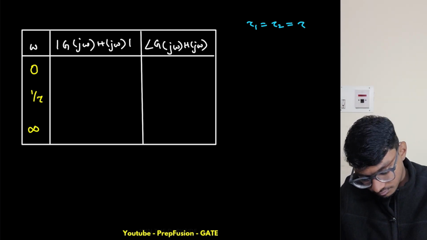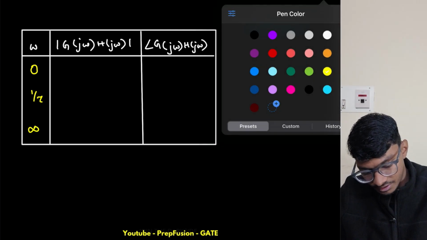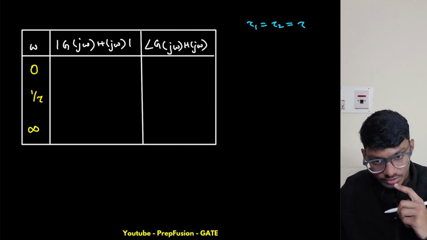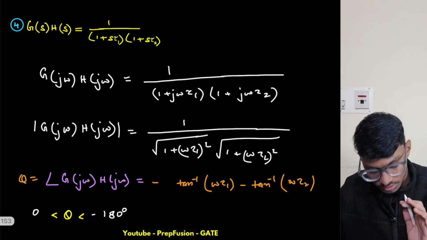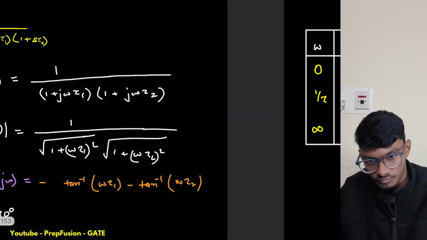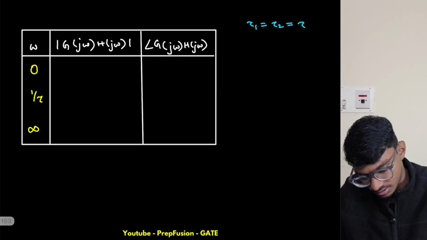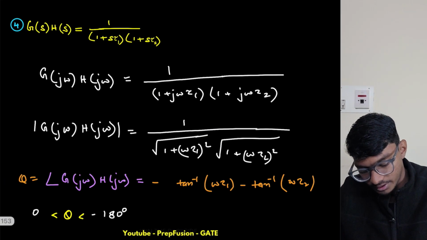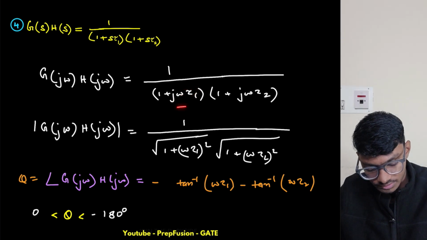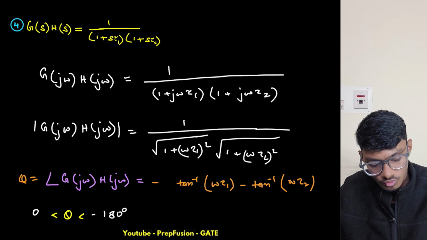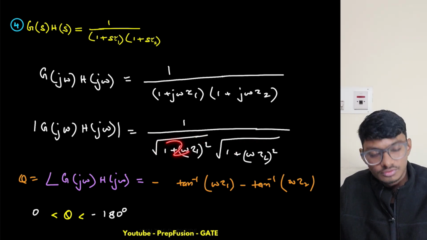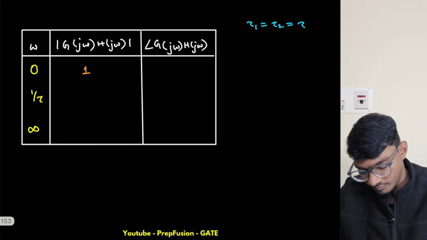So if omega is equal to infinity, then what do I see? Sorry, if omega is 0, what is the magnitude? It is 1 itself, as discussed earlier. And if it is 1 by tau, so tau 1 equals tau 2 itself. So this becomes 1, this becomes 1. 1 plus 1 is 2. 1 by under root 2 into under root 2, it is 2 itself. So it is 1 by 2. So hence I get 0.5 here.